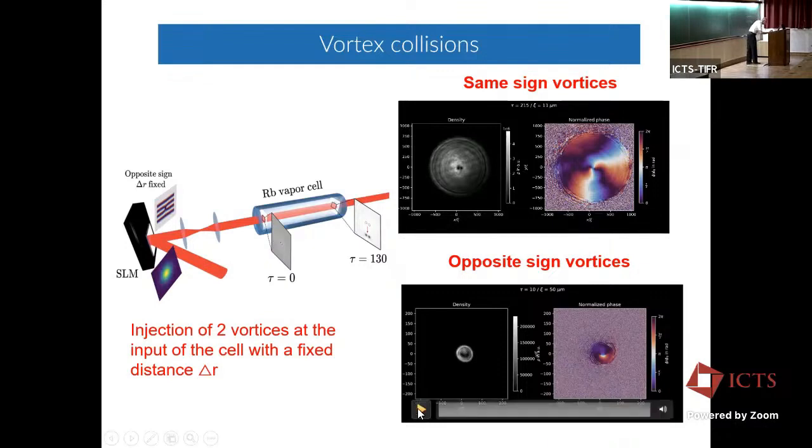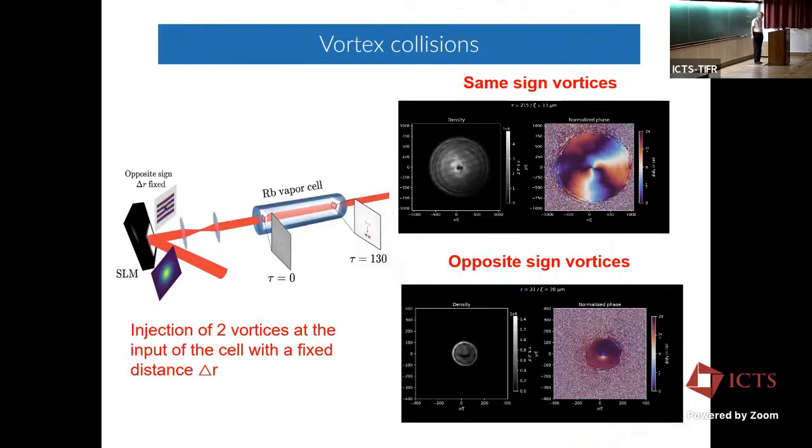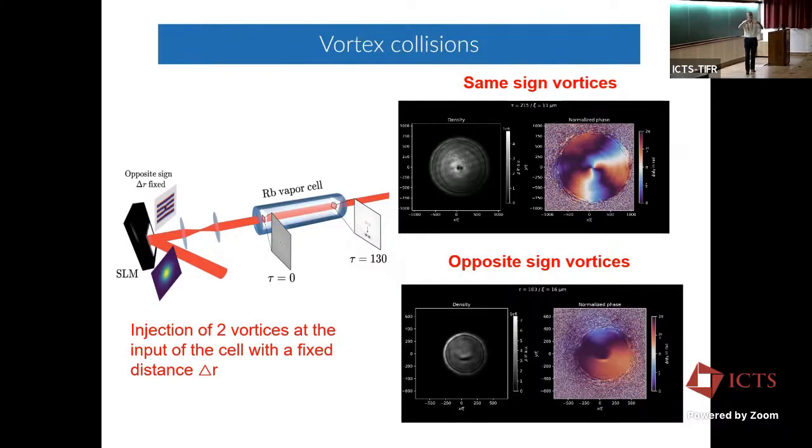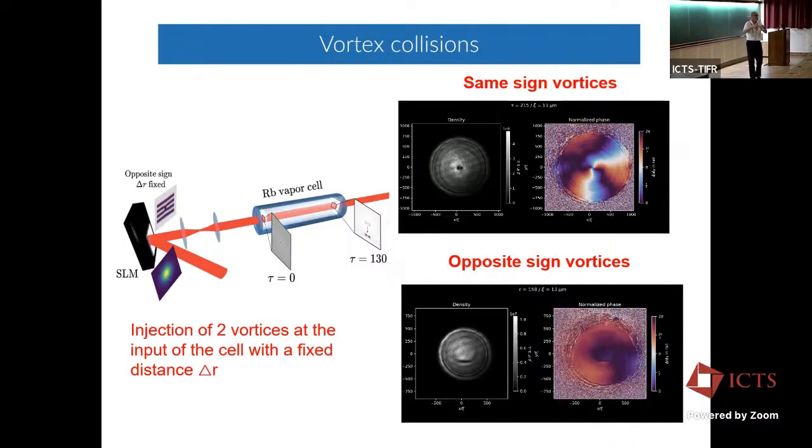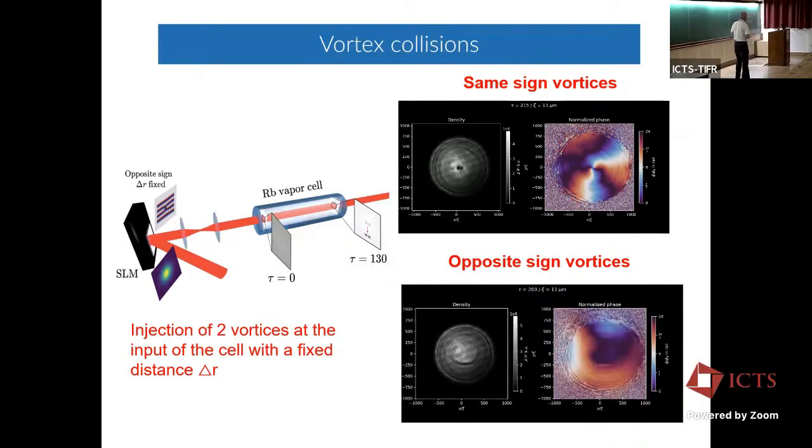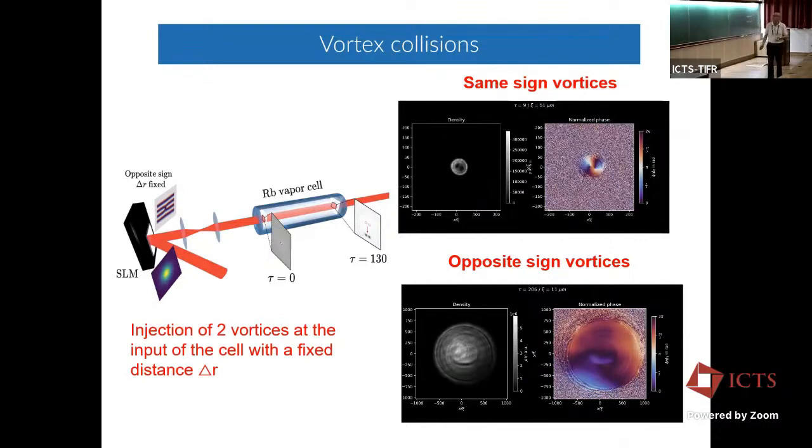And in this second case, we have opposite-sign vortices, and what we see is that they merge, so eventually they annihilate. Okay, so this is all I would like to show you.